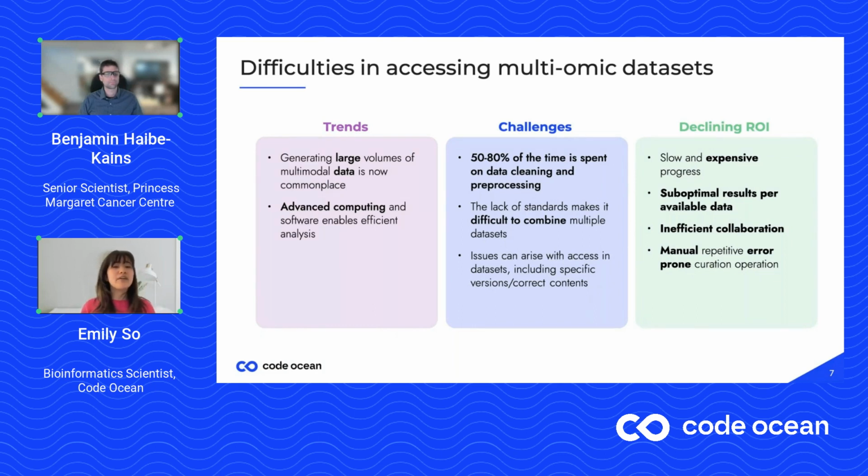And so what is the result when we have this trend but are faced with these challenges? Well, the result can be slow and expensive progress, suboptimal results dependent on the available data, inefficient collaboration, or manual, repetitive work prone to curation error. So we're faced with these trends and these challenges that are ultimately going to affect the research that is done with multi-omic data. So now I actually want to throw up a poll to understand the topic of multi-omic data.